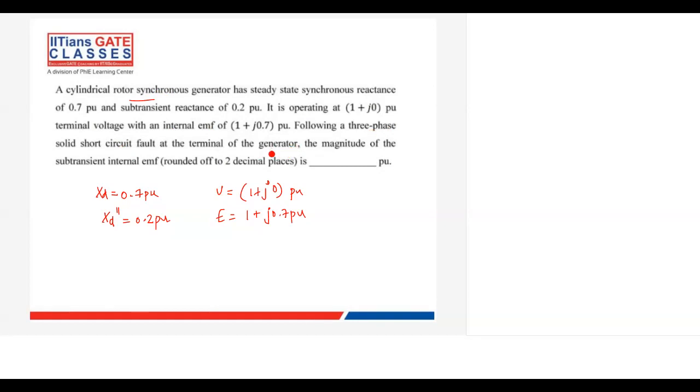Now they're saying that a solid three-phase short circuit fault occurs at the terminal of the generator, and they are asking for the magnitude of the subtransient internal EMF. When we are having a solid fault, what is IF? That will be the current at that instant. It would be ET minus V divided by XD. If you substitute the values, you get 1 plus J0.7 minus 1 divided by J0.7, so you will get this as 1 per unit.